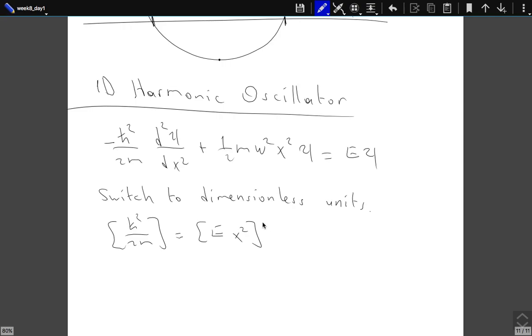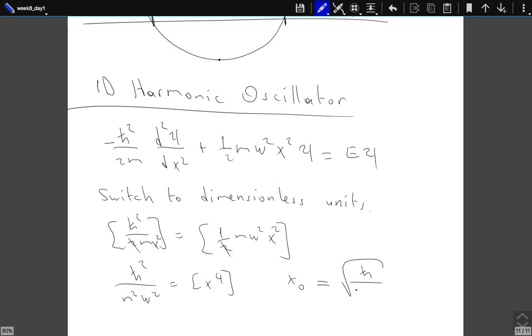By the way, I'm almost done. Let me use a different thing. h bar squared over 2m x squared should have the same unit as 1 over 2m omega squared x squared. These two should have the same units. Now I can make some simplifications. Well, twos do not change the units. h bar squared over m squared omega squared should have the unit of x to the 4. So let me define x0 to be the square root of h bar over m omega.